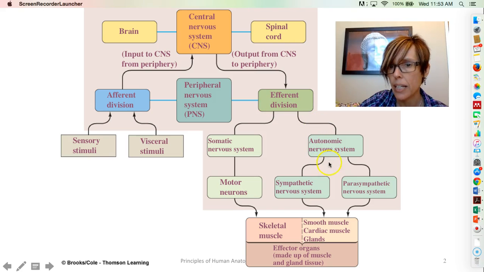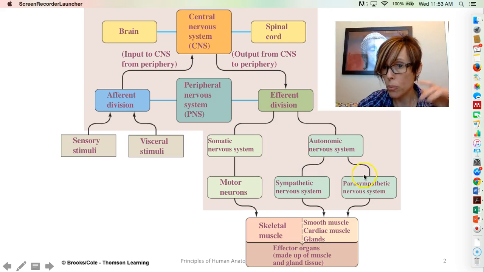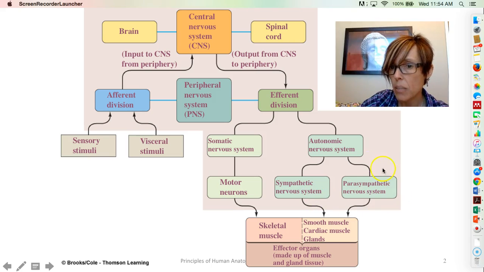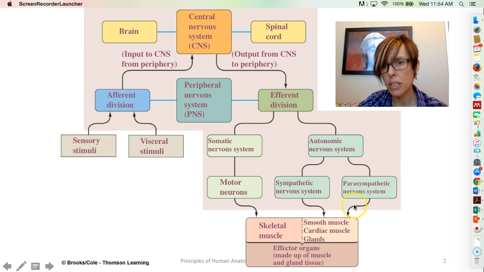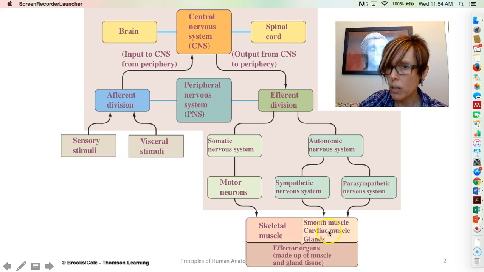Now what we're going to talk about is the autonomic division. This autonomic nervous system has two different subgroups, the sympathetic and the parasympathetic. Basically what these control are things like your smooth muscles, cardiac muscle, so your heart, and glands. Smooth muscle, like the muscles in blood vessels and the digestive tract, and cardiac muscle as well as some glands. You'll talk more about the endocrine glands when you get into 202.